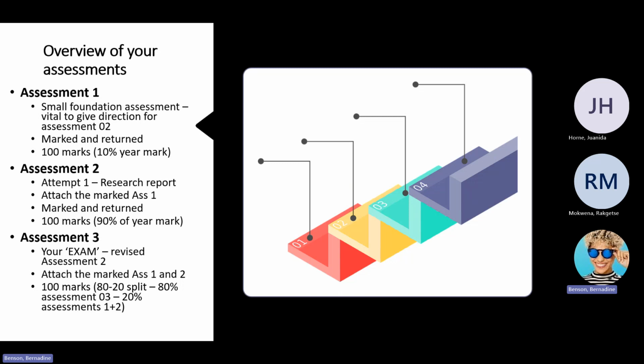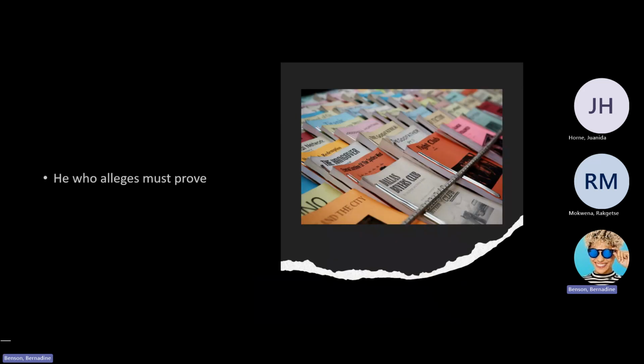So assignment 1 is your foundational assignment. We marked it and we returned it to you with comments. And then assignment 2 was your draft 1 of your research report. This was also marked and it was returned to you with comments. And then your third assignment will be your revised assignment 2. It is important that you attach to assignment 3 your marked assignment 1 and marked assignment 2, so that we can see what guidelines we gave you going from assignment 1 to assignment 2, and if you stayed on the right track.